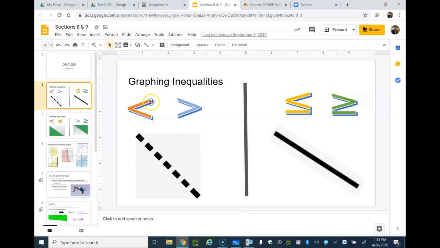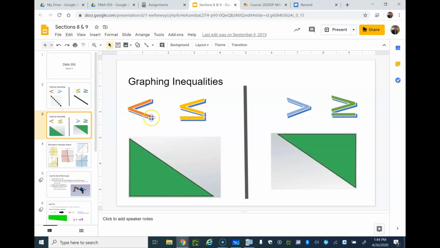If you have just the less than or greater than symbol, when you start your graph in My Math Plus, you're going to be making a dotted line. If you have a less than or equal to symbol or a greater than or equal to symbol, you can actually draw a solid line. And I will show you how to do all this with an example in My Math Plus.